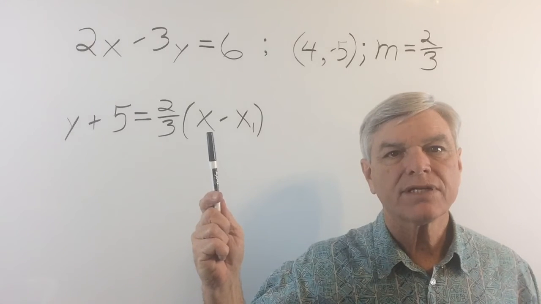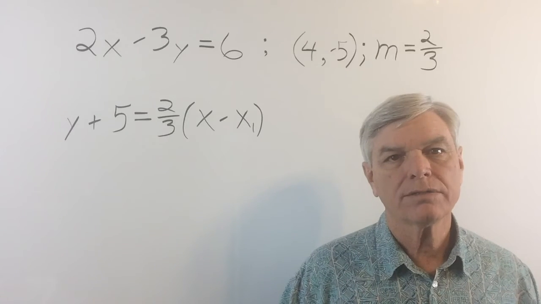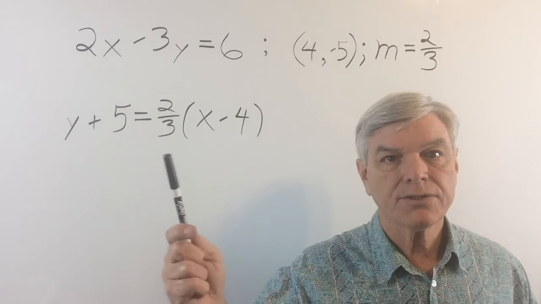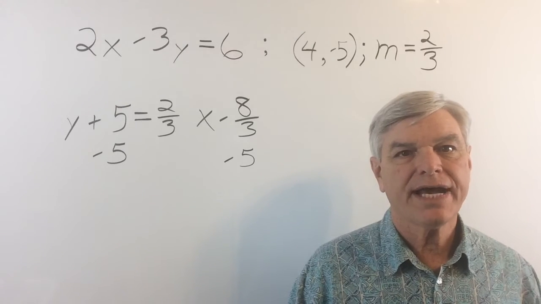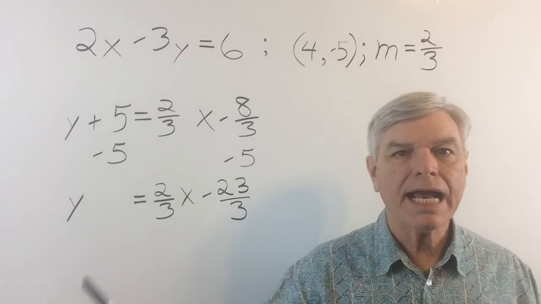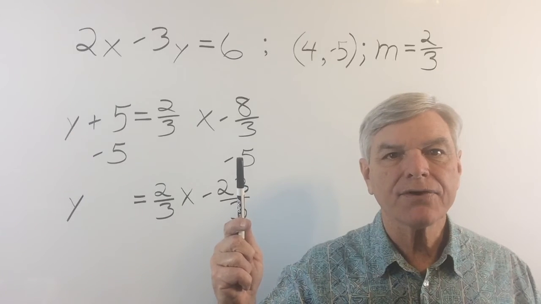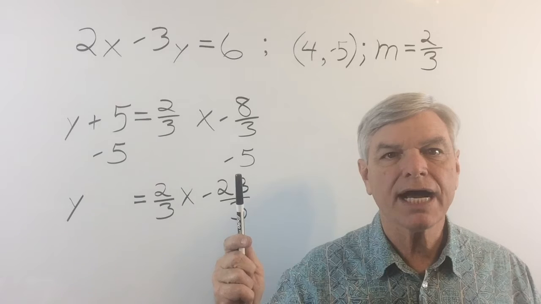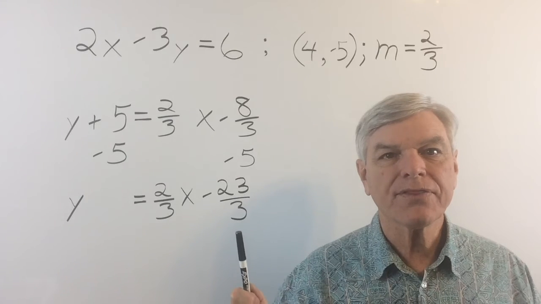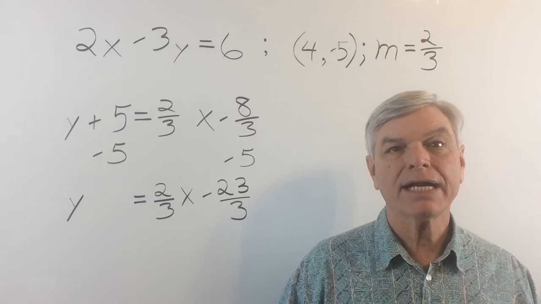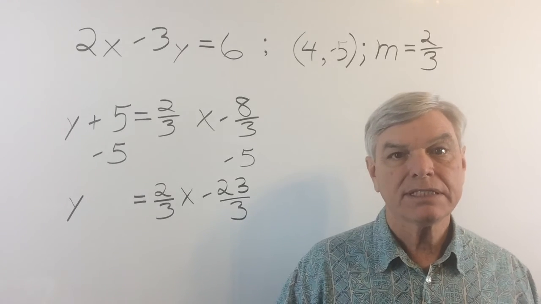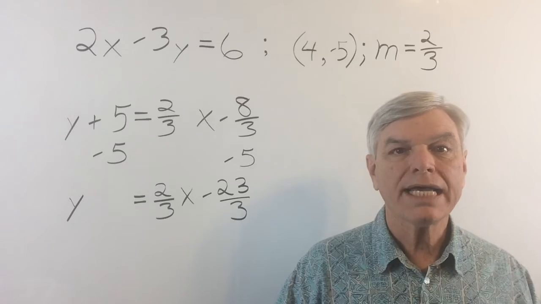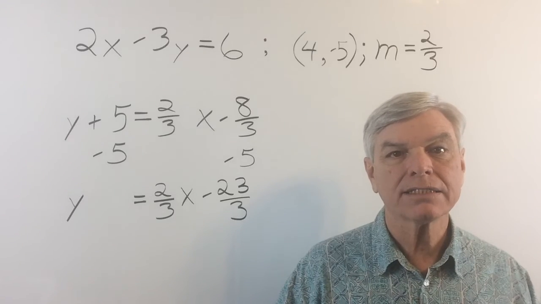X, of course, we're going to leave alone. x1 equals 4. Let's distribute that 2/3. Let's bring that 5 over and bring all that down. And if you don't know how to add negative 8/3 plus negative 5 to get negative 23/3, then you need to go back to the pre-algebra lesson on fractions and how to add them. But this is our solution. Y equals 2/3 x minus 23/3.